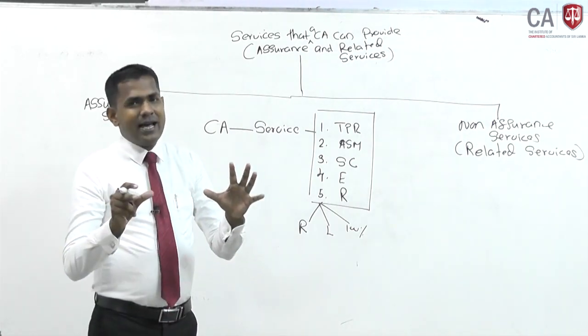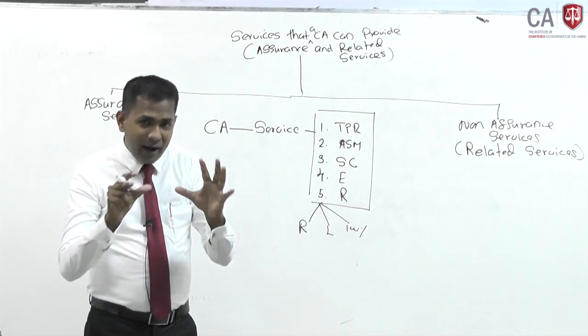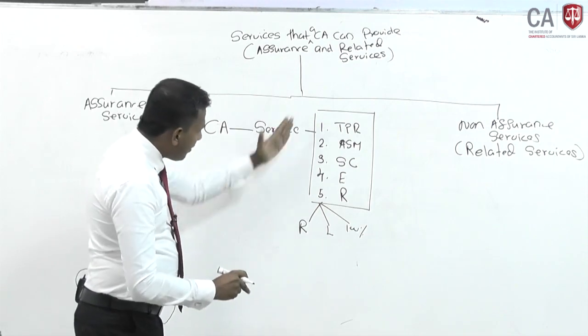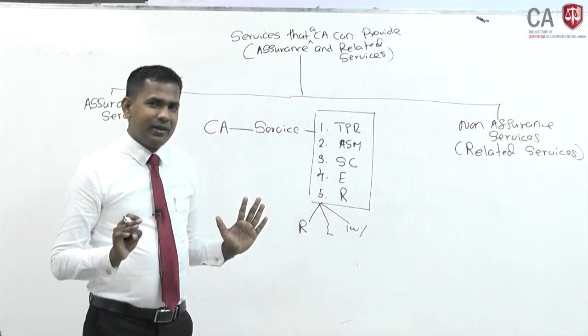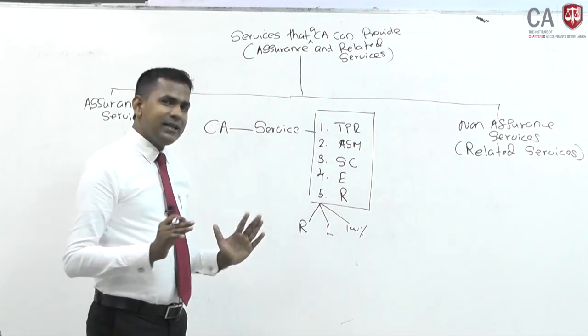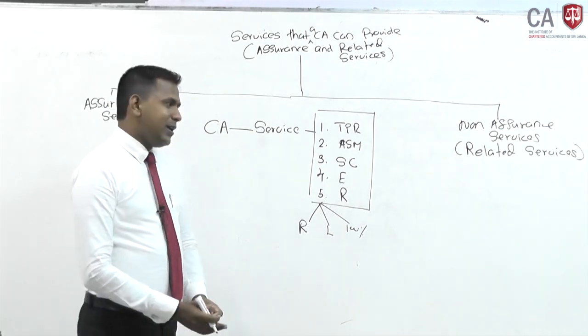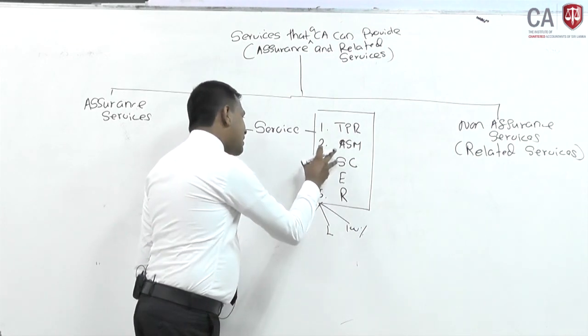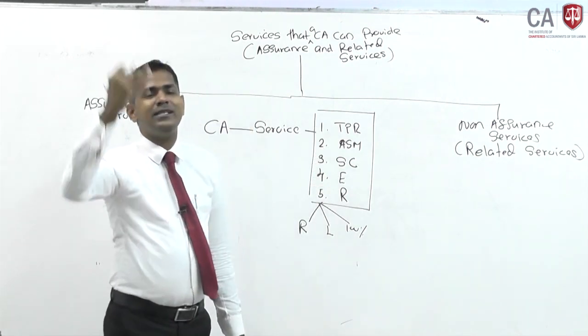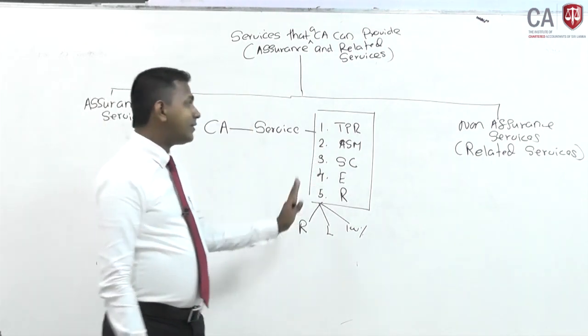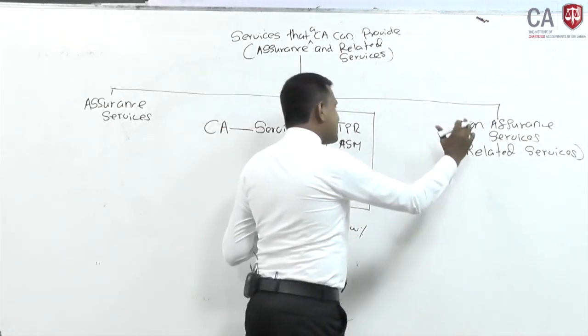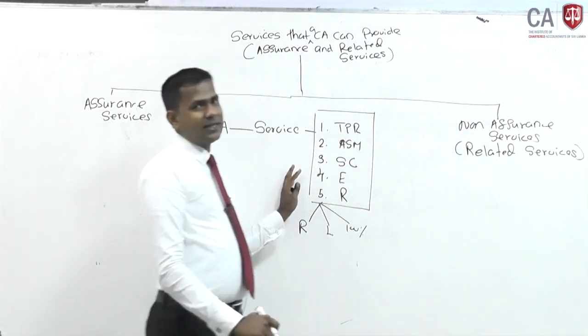must prevail. If all five criteria prevail, it is called an assurance engagement. If all five criteria, or even one of the criteria, is not there, that type of service is called a non-assurance service, a related service.